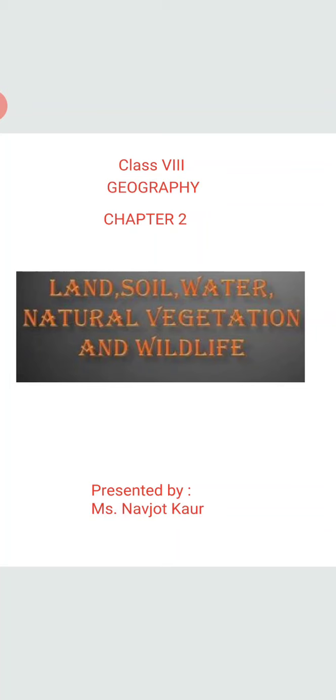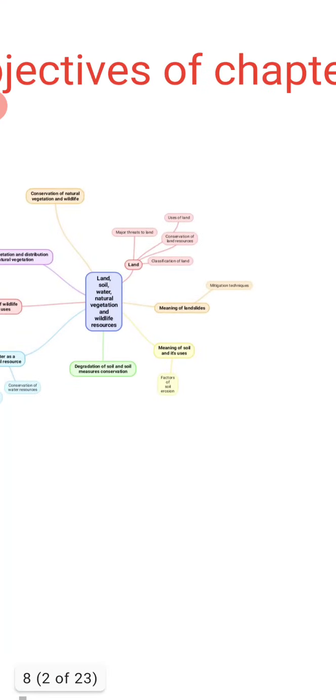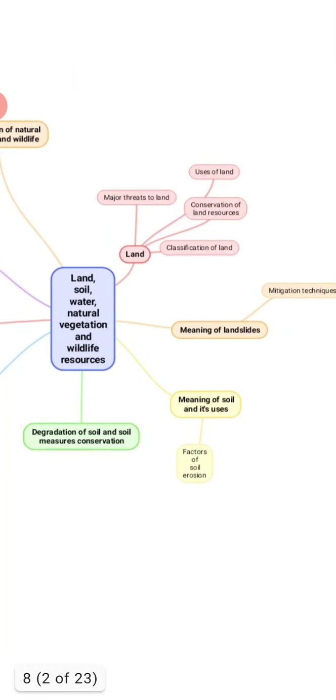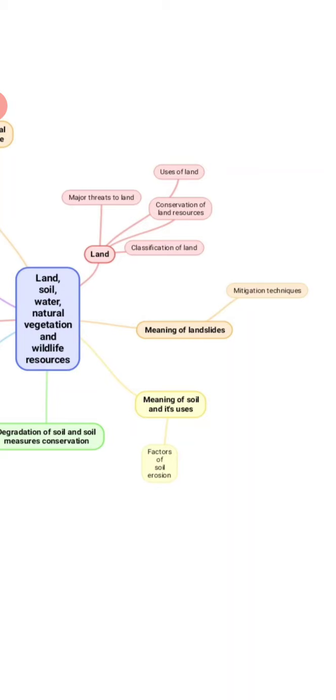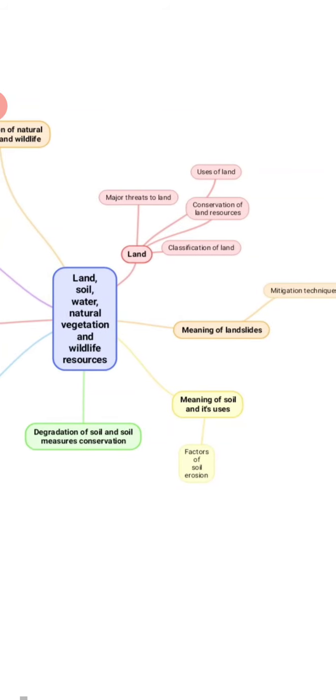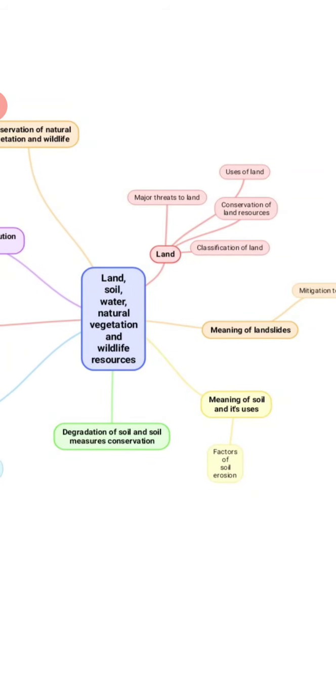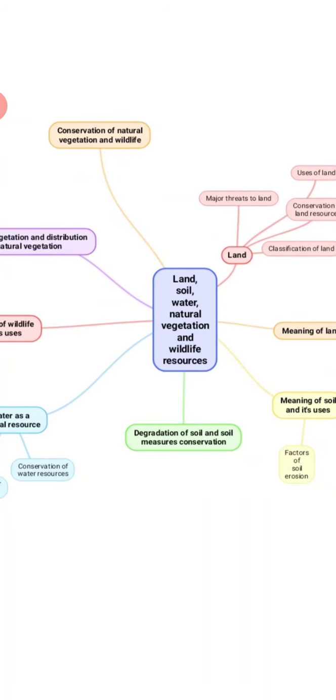This is the third lecture for Class 8 Geography Chapter 2, that is Land, Soil, Water, Natural Vegetation and Wildlife. In the previous videos, we have discussed the meaning of land, uses of land, classification of land, and how to conserve land resources. We have discussed the meaning of landslides and its mitigation techniques. We have also discussed soil, its uses, factors responsible for soil erosion, and how to conserve the soil.